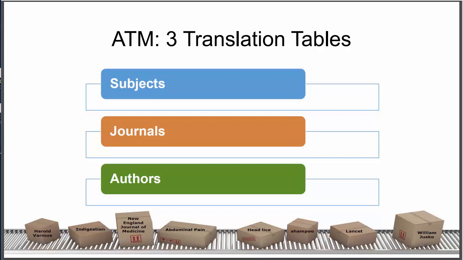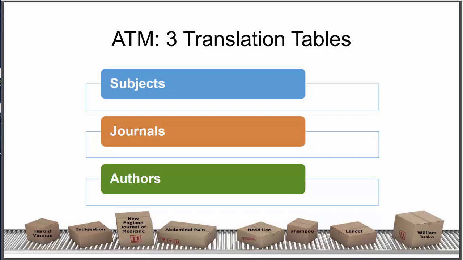Notice the conveyor belts I have on the bottom of the slide. That's meant to represent the ATM process. When you put your search terms into the search box, think of them as being on a conveyor belt that stops at each translation table in the order we see on the slide.